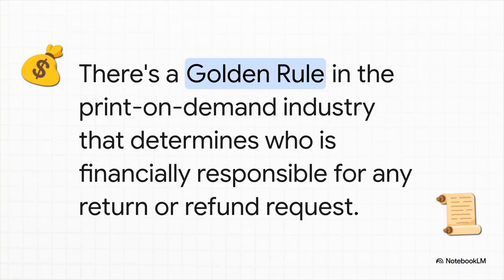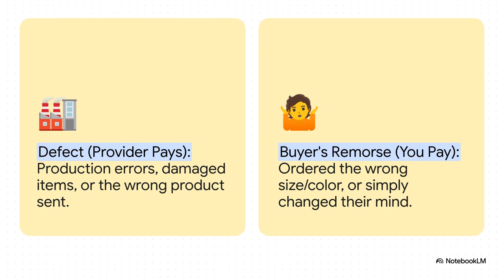Yeah, there is basically a golden rule that pretty much the entire print-on-demand industry runs on. And trust me, once you see it, you will never be confused or stressed out by a refund request ever again. And here it is. This slide is basically the entire playbook. It's that simple. Over on the left, you've got defects. This is anything that is 100% the print provider's fault. Think a blurry print, a mug that shows up cracked, or they sent a phone case when your customer ordered a tote bag. In all those cases, the provider pays. They'll send a free reprint or give you a full refund, no questions asked.